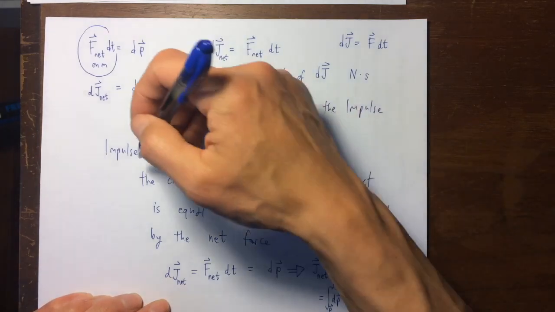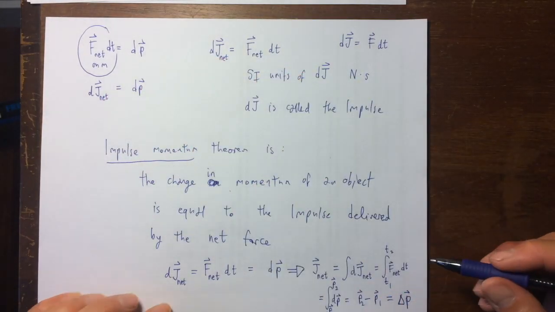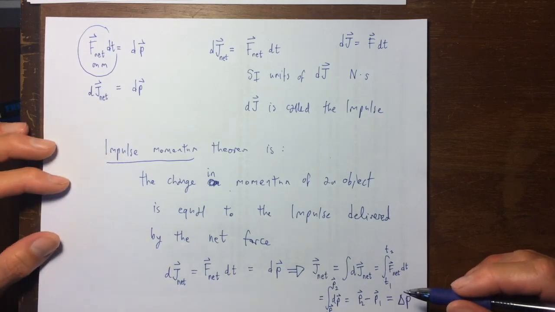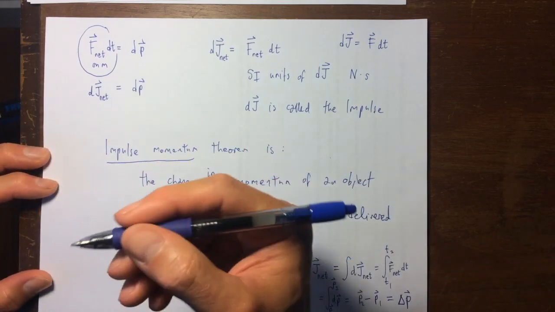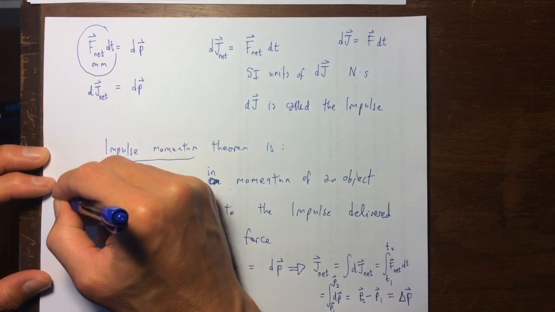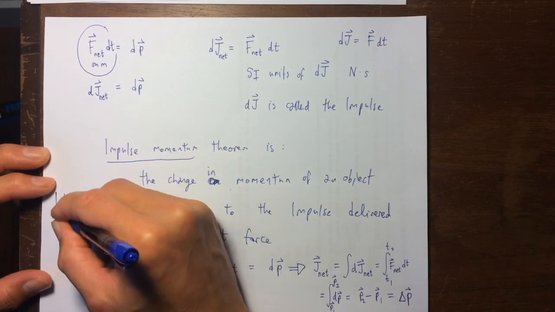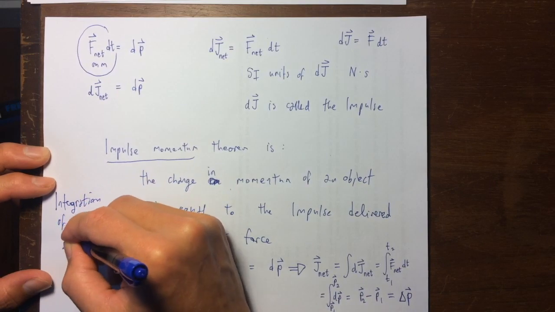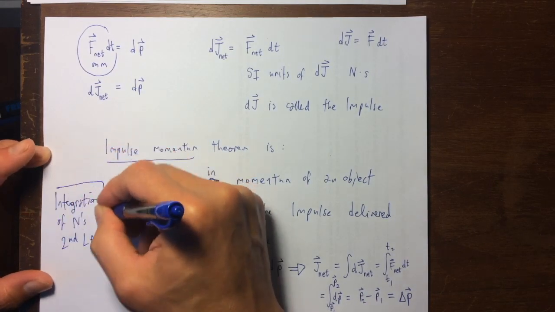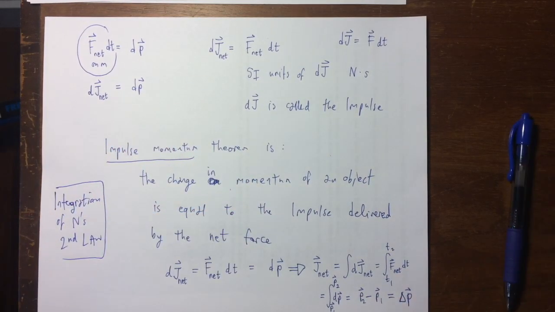And this is called the impulse momentum theorem. It's just an integration of Newton's second law, really. Integration of Newton's second law in time.